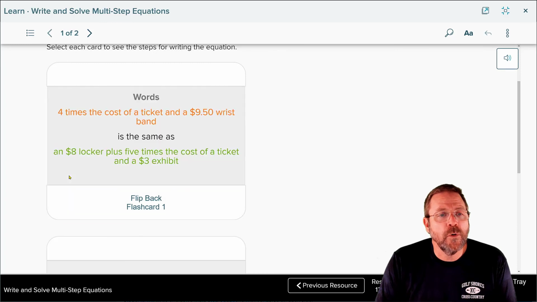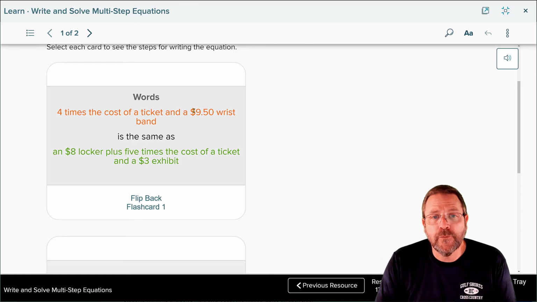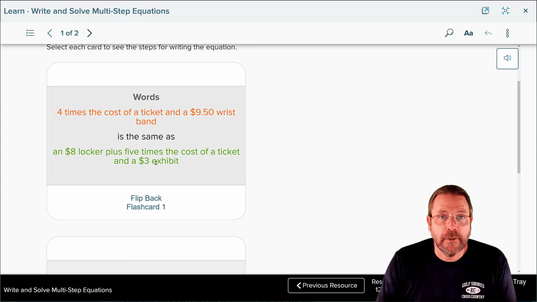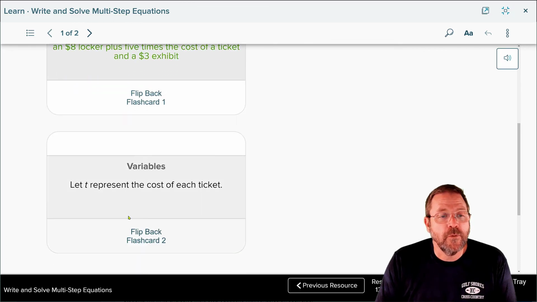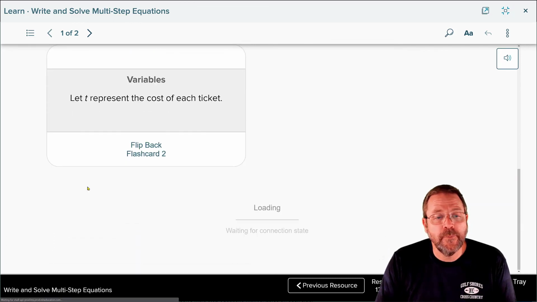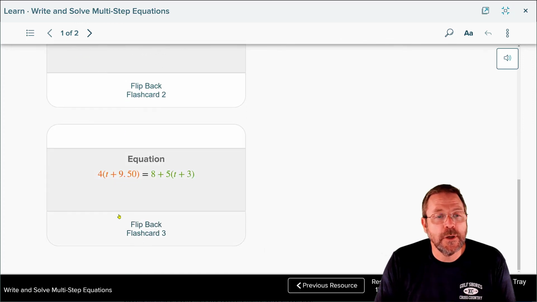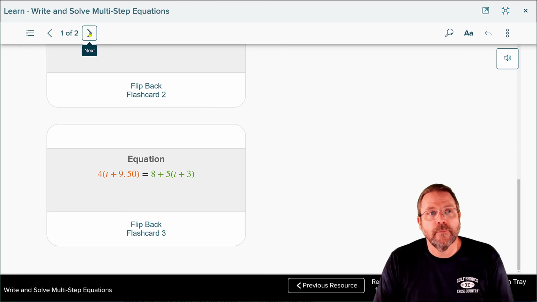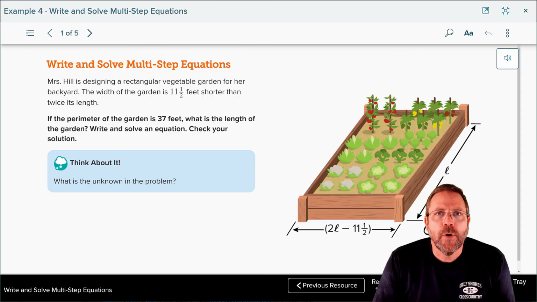Well, if we looked at that one in words, you could say that the first group had 4 times the cost of the ticket and the $9.50 wristband is equal to the $8 for the locker plus 5 times the cost of a ticket and the $3 exhibit fee. The variable they decided was to let t equal the cost of the ticket, and from there that led into the equation that said 4 times the cost of the ticket and the rides on the left hand side equaled the $8 locker fee plus 5 times the cost of the ticket and the Stingray exhibit on the right hand side. This is where we're going to stop part 2 of this video.